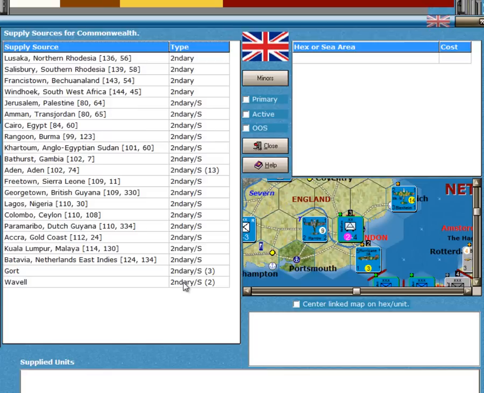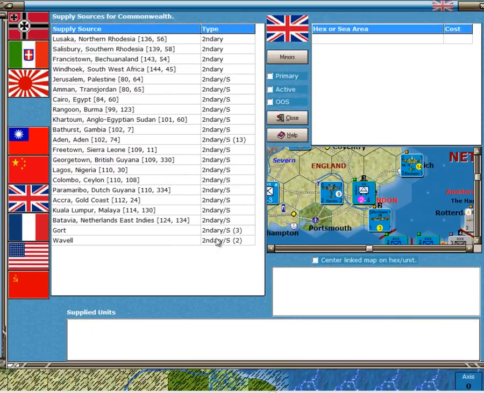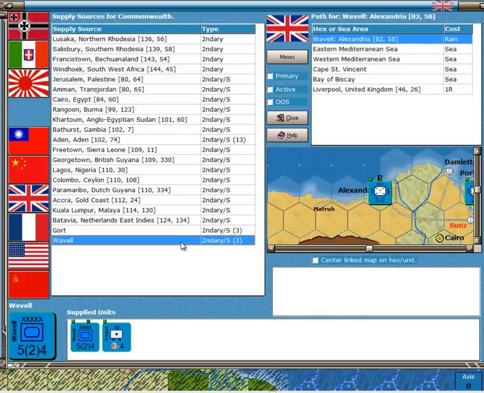and all of their secondary supply sources. The ones that have numbers are indicating that there are units being supplied. So if we look at Wavell, we'll see that he has 2 units supplied, one of which is himself, and the other is an armored unit.